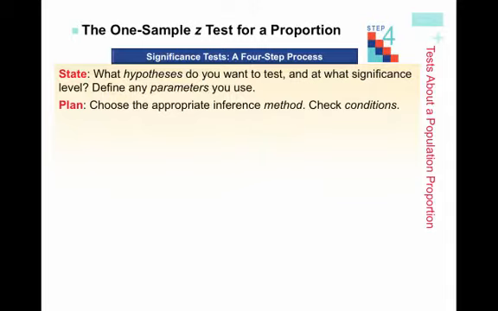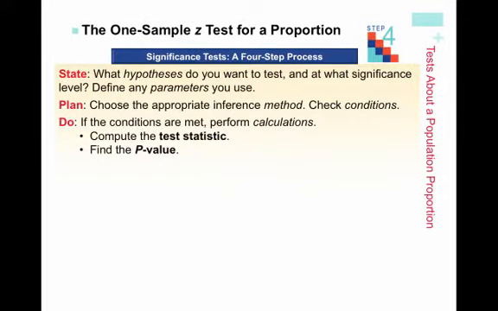In this section, it's all going to be checking for the proportion, a one-value z-test. We're going to check our conditions. Those conditions, remember, are SRS, independent, and normal. If those conditions are met, we are going to go on to the do part.